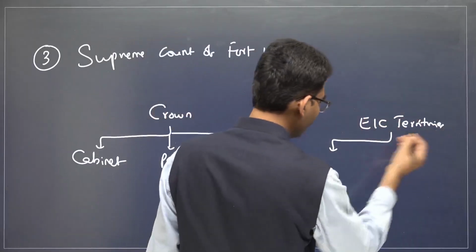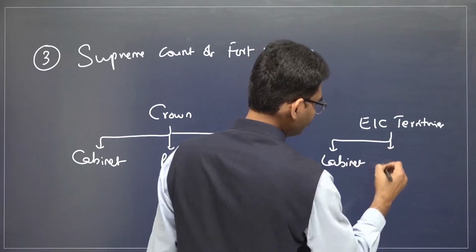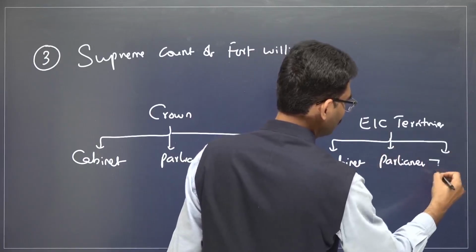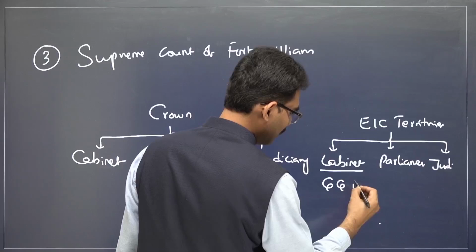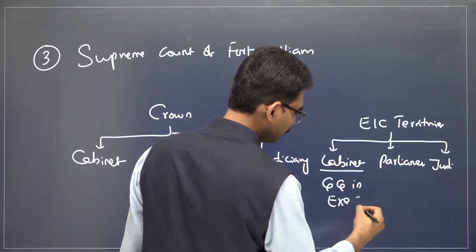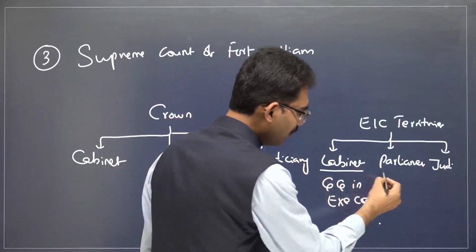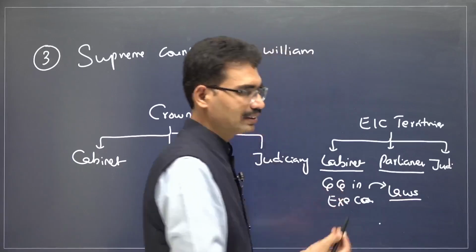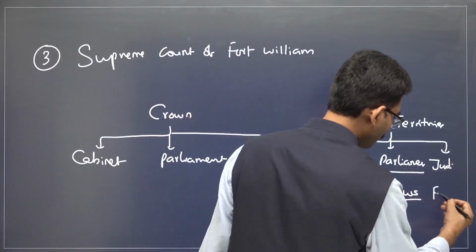But East India Company territories are now getting a system like cabinet, parliament, and judiciary. This cabinet means Governor General in Executive Council. The same body will pass the laws. So when it comes to legislation, they will sit like a parliament. And judiciary means Fort William Supreme Court.